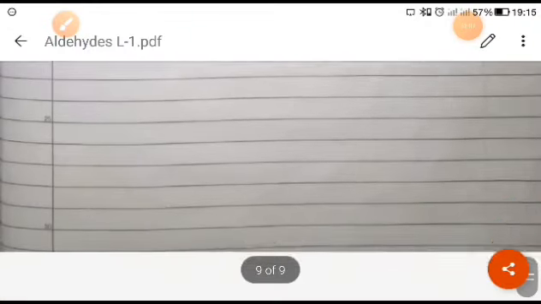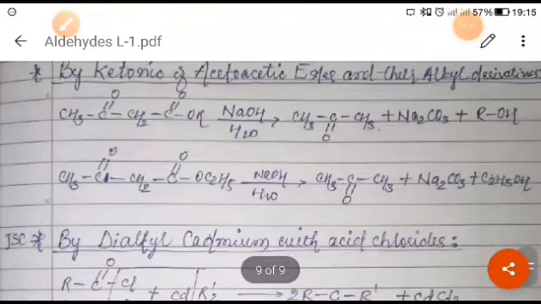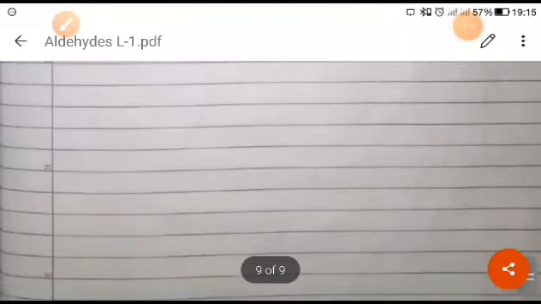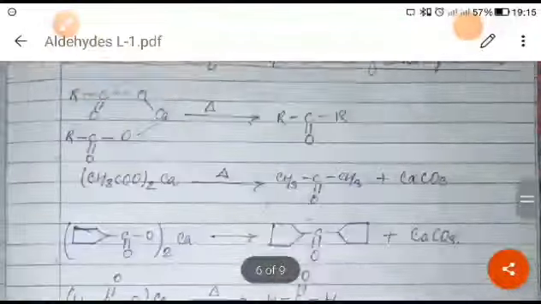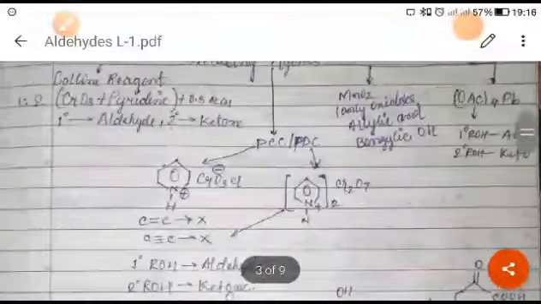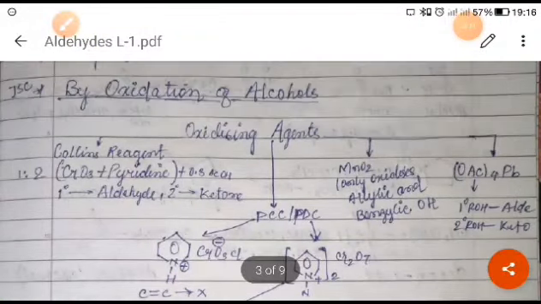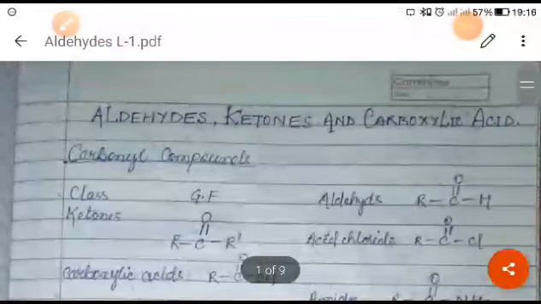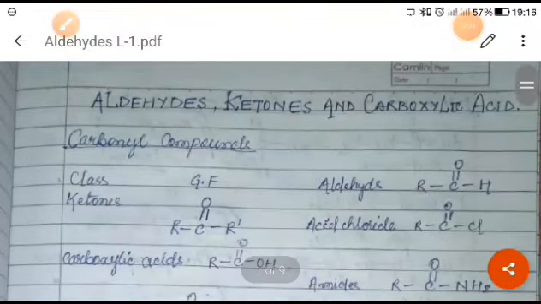So this was all about the preparation of aldehydes and ketones, right? Now from the next class we will discuss the physical and chemical properties of aldehydes and ketones.